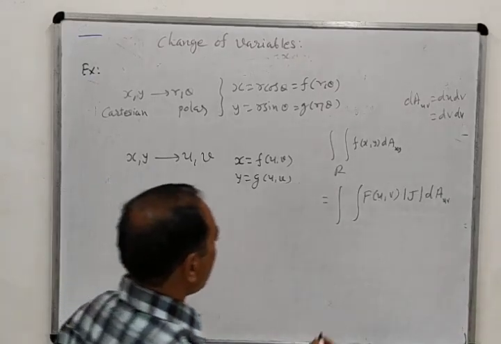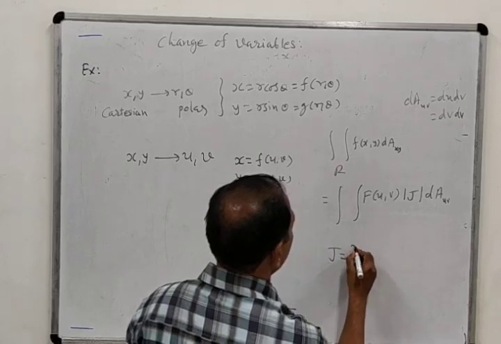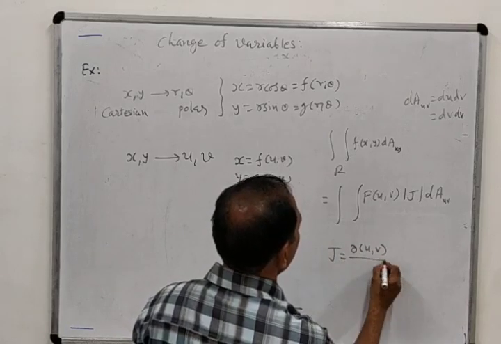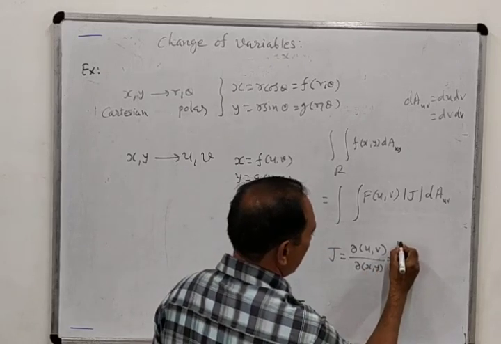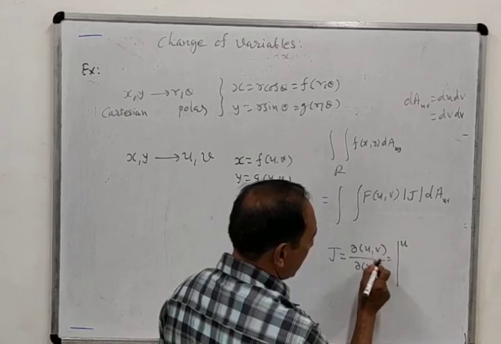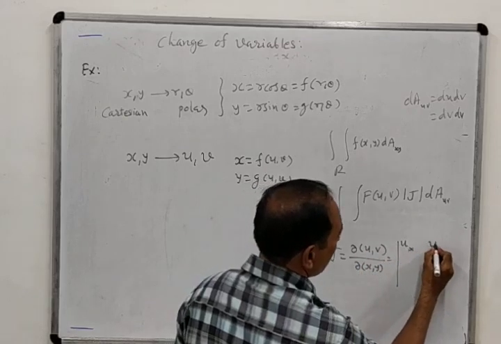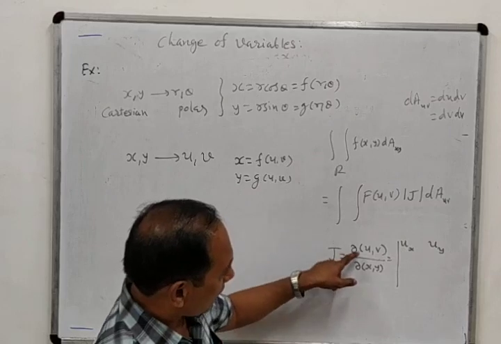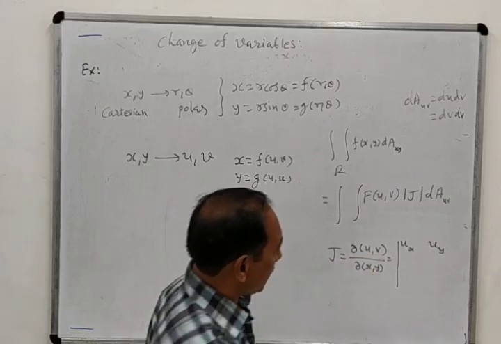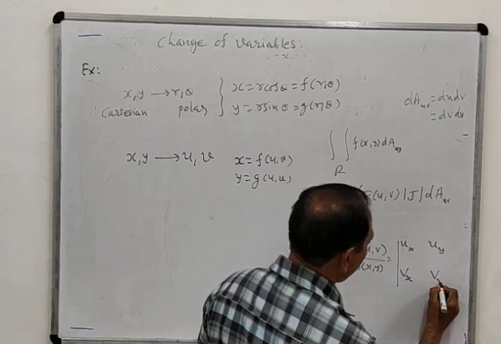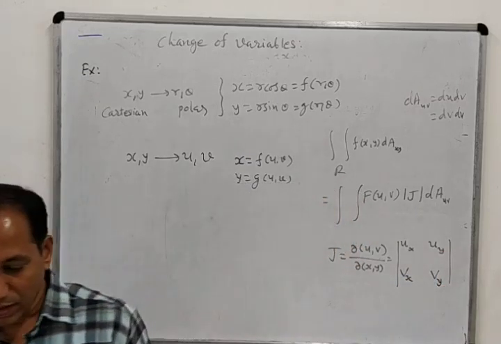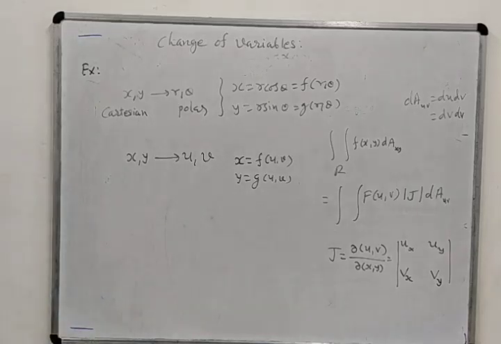And Jacobian of J was nothing but ∂(u,v)/∂(x,y). That means it is nothing but the 2 by 2 determinant: in the first row, partial derivative of u with respect to x and partial derivative of u with respect to y. And in the second row we write down partial derivative of v with respect to x and partial derivative of v with respect to y. So we can find out the Jacobian J' by using this fact.